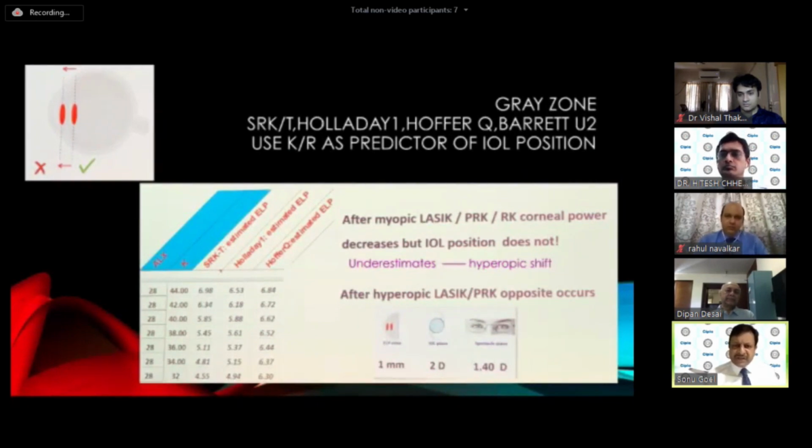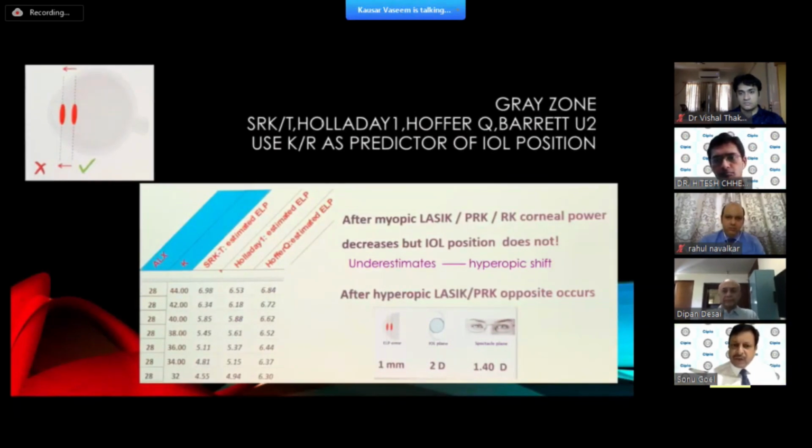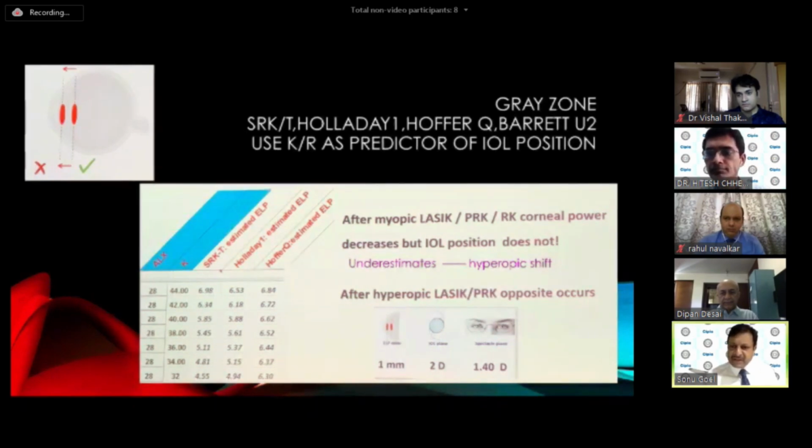Now, what does this translate into? When you have done a patient with a refractive surgery, the axial length always remains constant, but your K readings go down. So there is always flattening in terms of the keratometry readings. After myopic LASIK or PRK, the corneal power decreases, but the IOL position does not. So there is always an underestimation, and you will always have a hyperopic shift. Similarly, after hyperopic LASIK, the opposite occurs. A 1 millimeter change in the ELP would boil down to almost 2 diopters of change in the power.